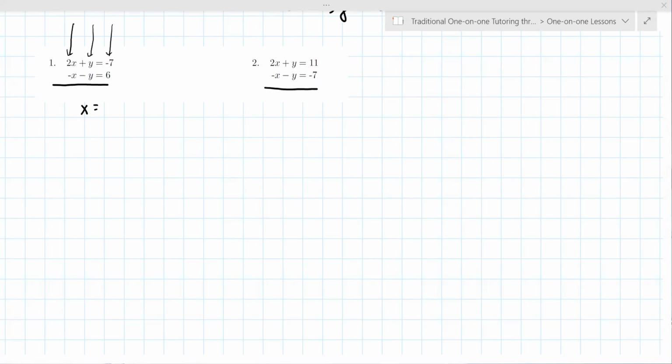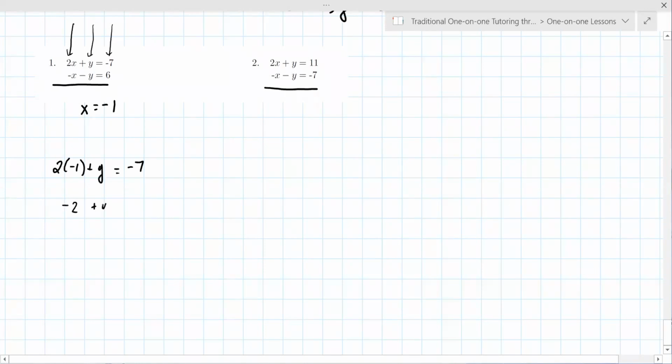X equals -1. So now which equation do you want to use to find y? The first one. So 2 times -1 plus y equals -7. So that's -2 plus y equals -7. Add 2 to both sides, and y equals -5.